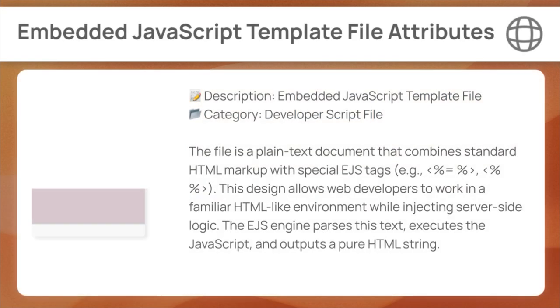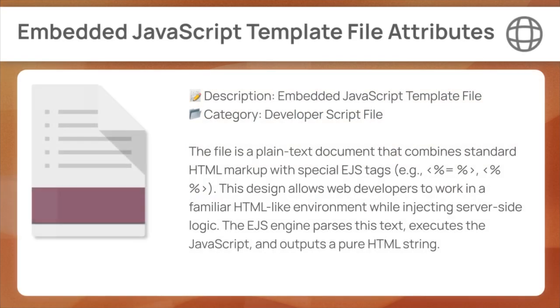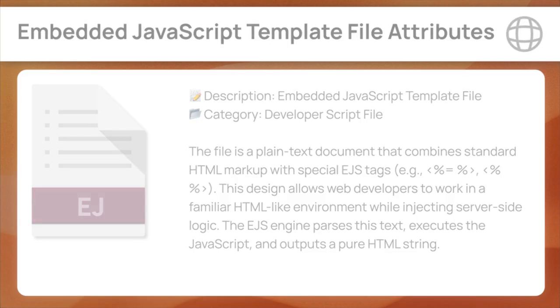The file is a plain text document that combines standard HTML markup with special EJS tags, e.g., <%= %>, <% %>. This design allows web developers to work in a familiar HTML-like environment while injecting server-side logic. The EJS engine parses this text, executes the JavaScript, and outputs a pure HTML string.